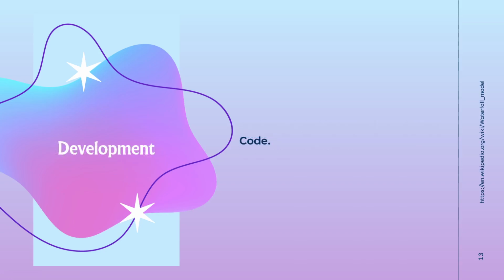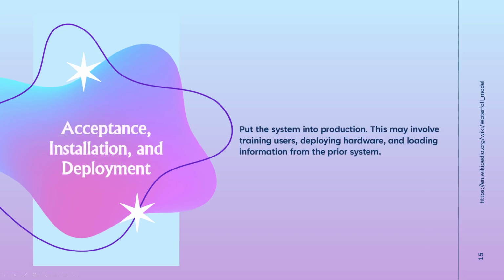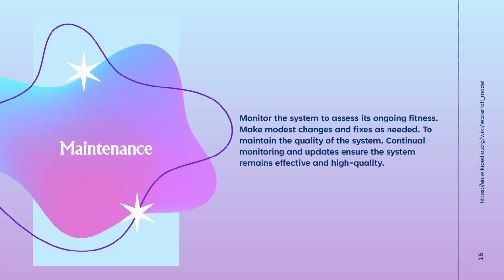And then at that point they move on to coding. Once they're finished coding, they integrate the software in testing environments that replicate the end user products, and they check for errors, bugs, and whether it will work on all the systems that they think it should. Then, once they've acknowledged that it will, it goes into acceptance, installation, and deployment, and that is we're letting it out into the wild. From then on, they just take a look at the system, make tiny updates as needed, just maintaining and making sure that the software stays up to date.